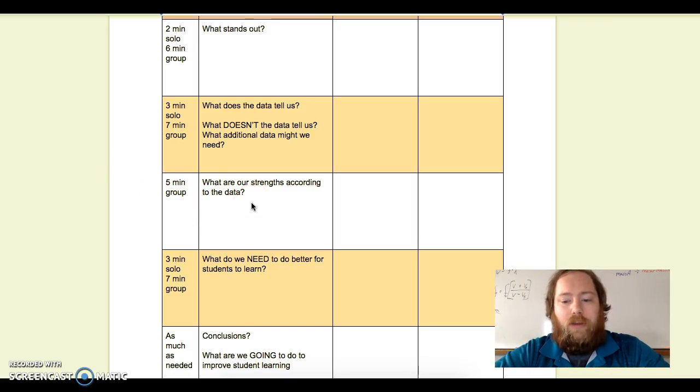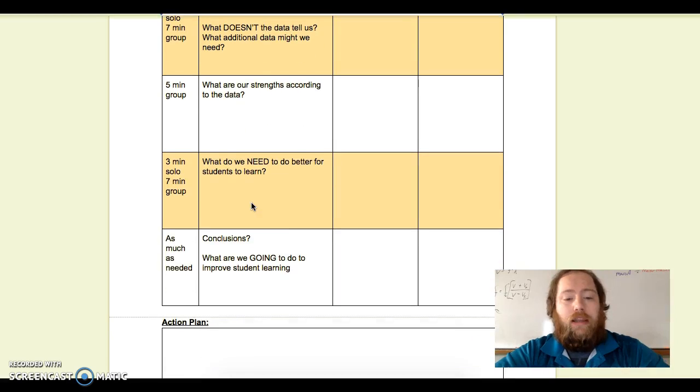Looking at what is going well, I find that sometimes when we do a data dive, it's very easy to slip into only noticing the negatives when looking at a problem or looking at a challenge. And so I think it's important to touch on what's working, what's going well. And then, of course, you do have to address the things that need to improve, need to change.